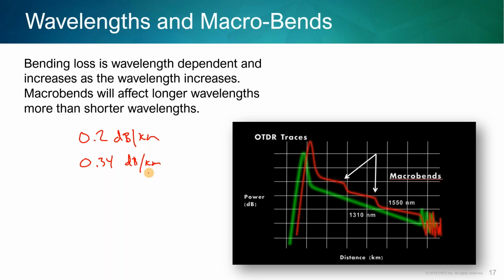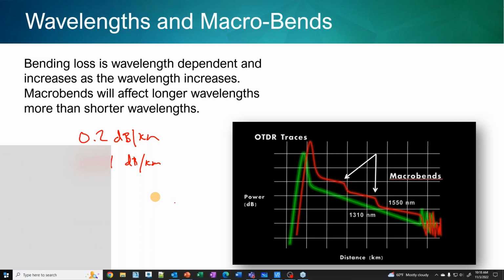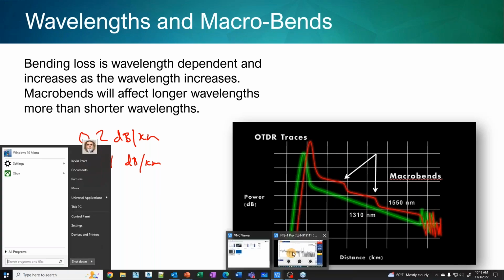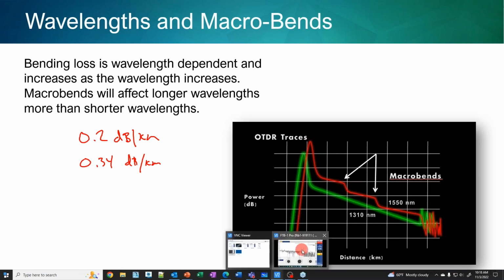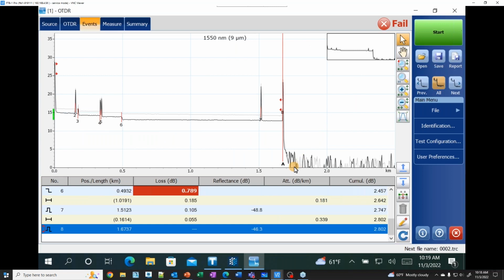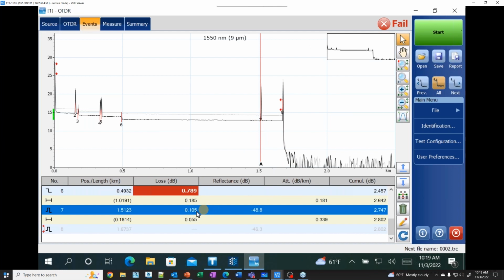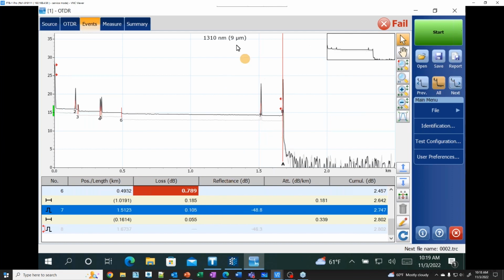If you ever see a situation where 1310 is better than the longer wavelength, then there is a good chance that we have a pinch in the fiber. So I like to show this. For example, if I go in here to an OTDR, there it is, I got an OTDR here. So I did a shot. If we look at, say, this connector right here, number 7, 0.10 at 1550, and it should be pretty similar at 1310. So 1310 is actually a tiny bit better, but they're fairly close.